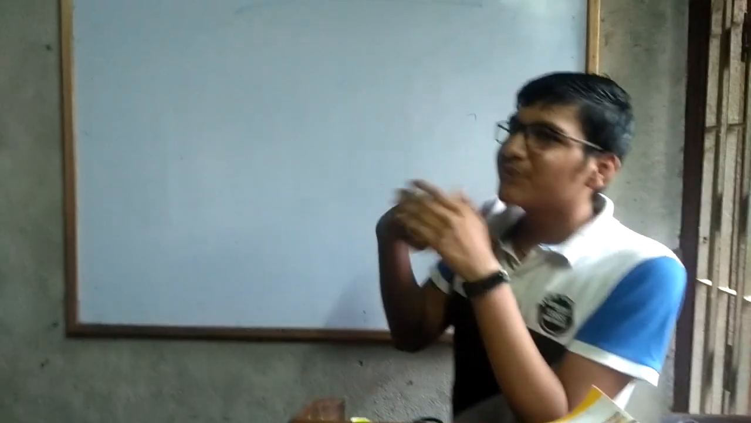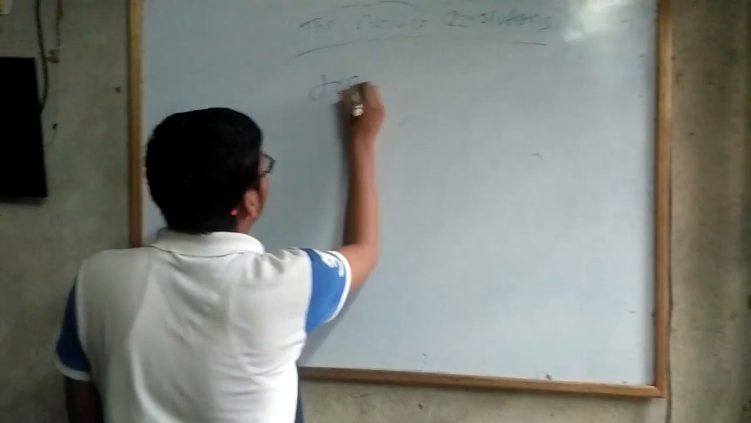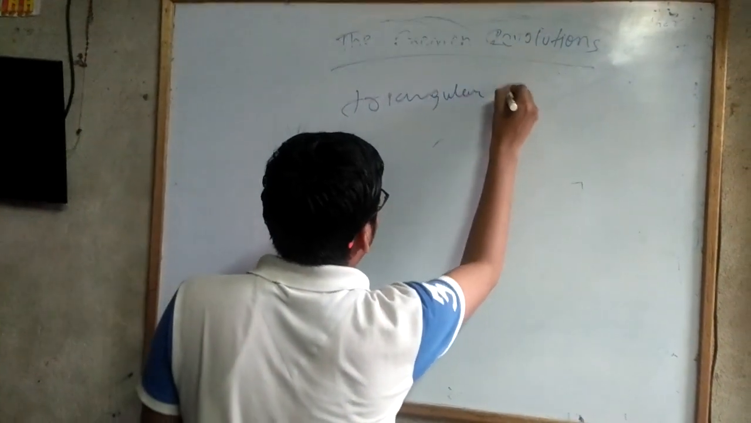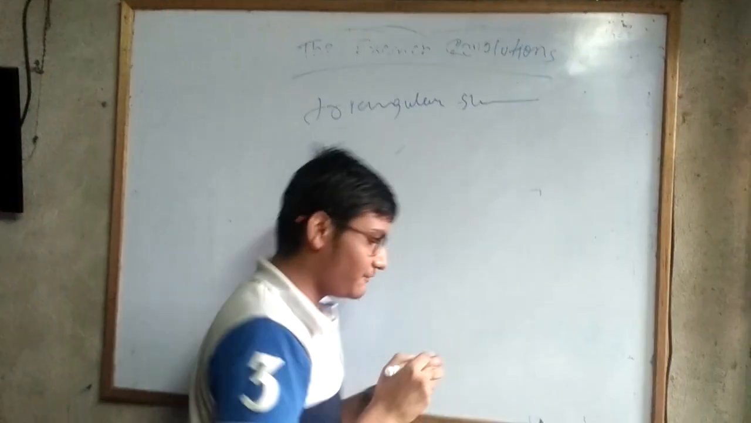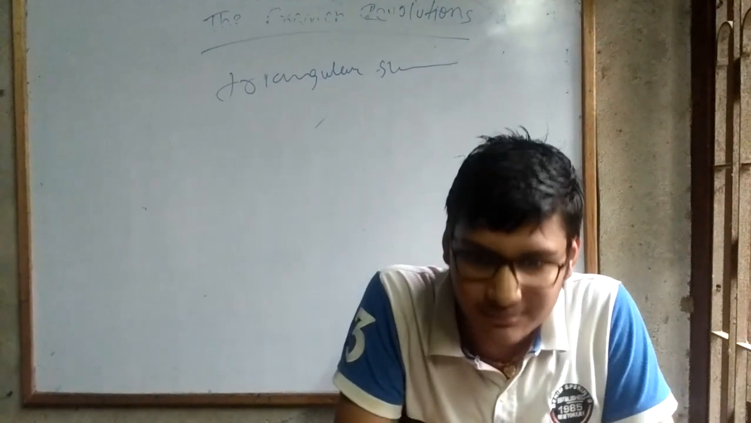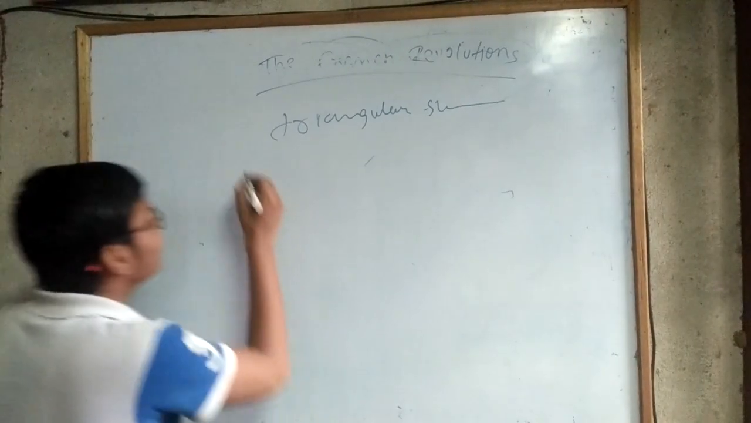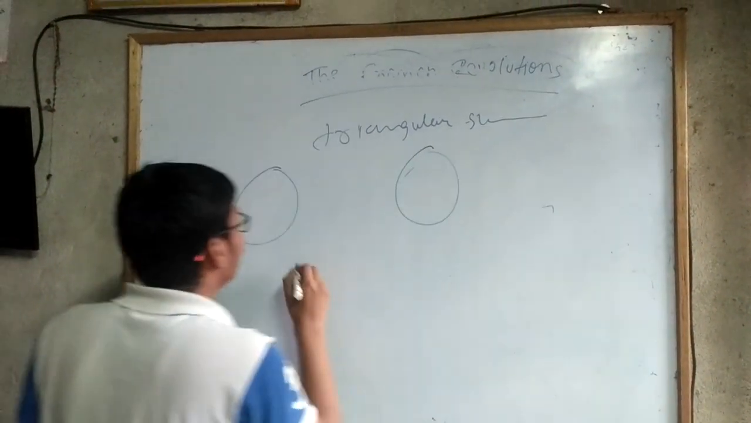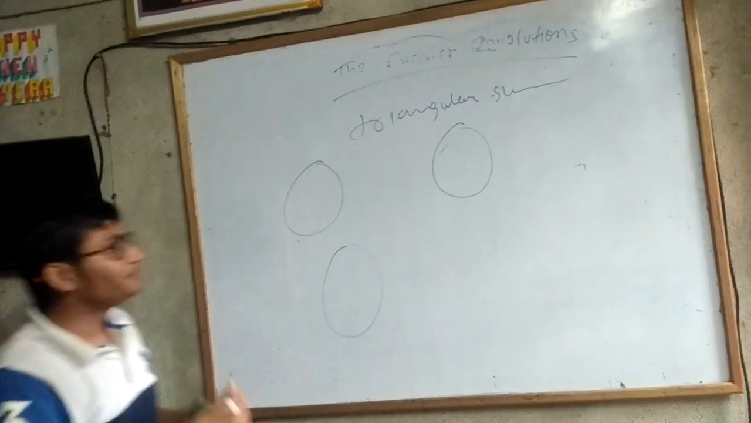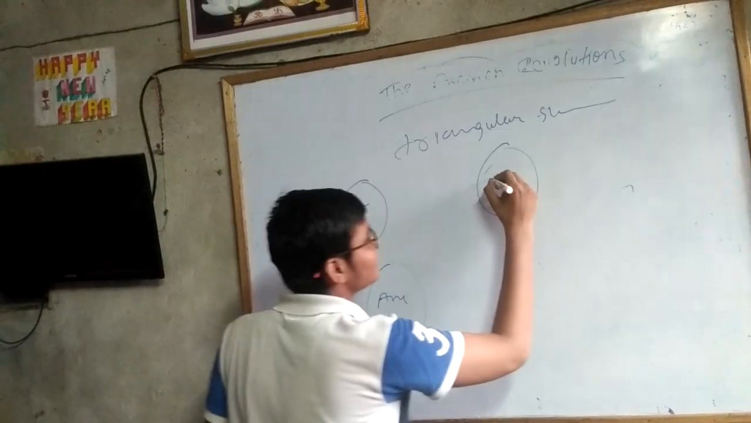Explaining the most important thing, which is the triangular slave trade. The triangular slave trade is one of the most important topics of this chapter, and everybody should know it. Let's start. So, let's say three countries. Suppose it is Europe, it is America, and it is Africa.